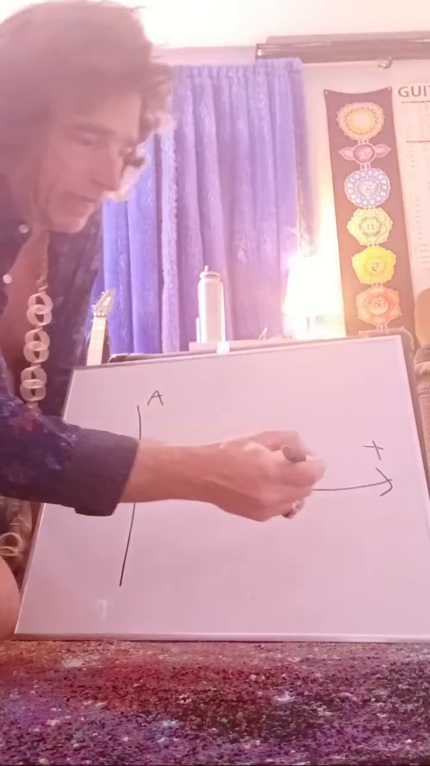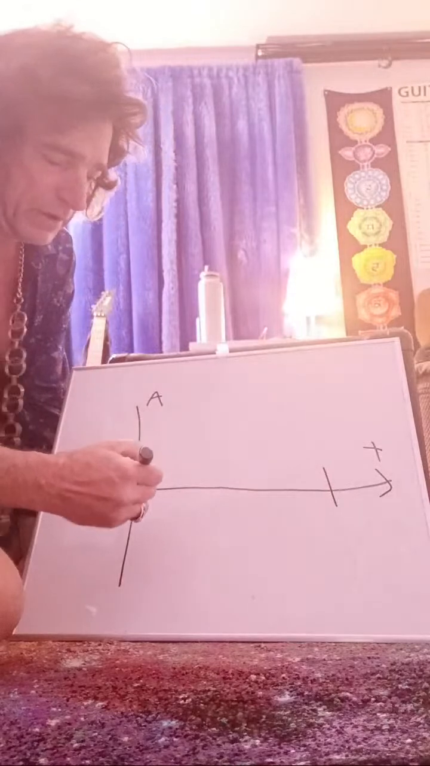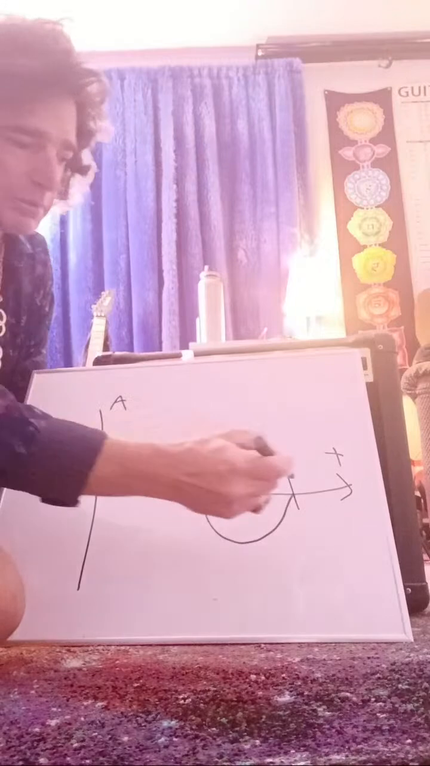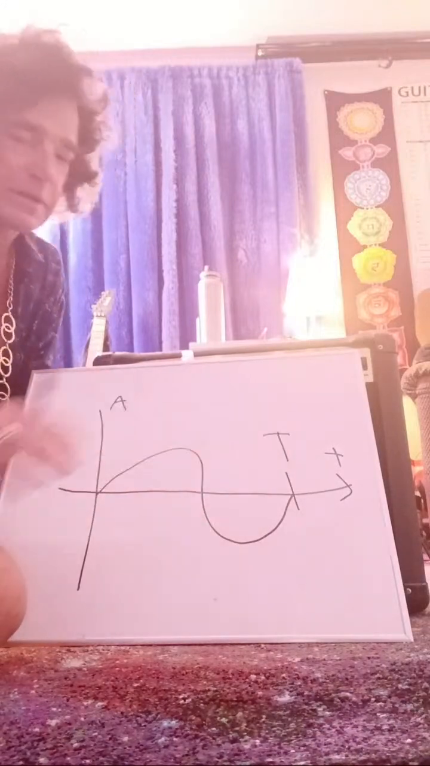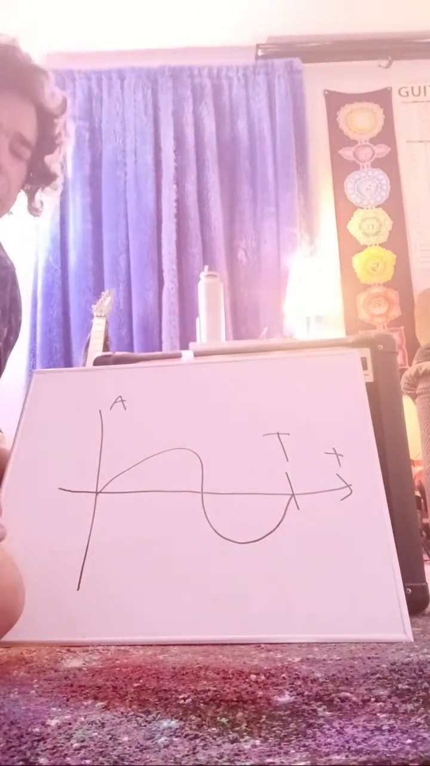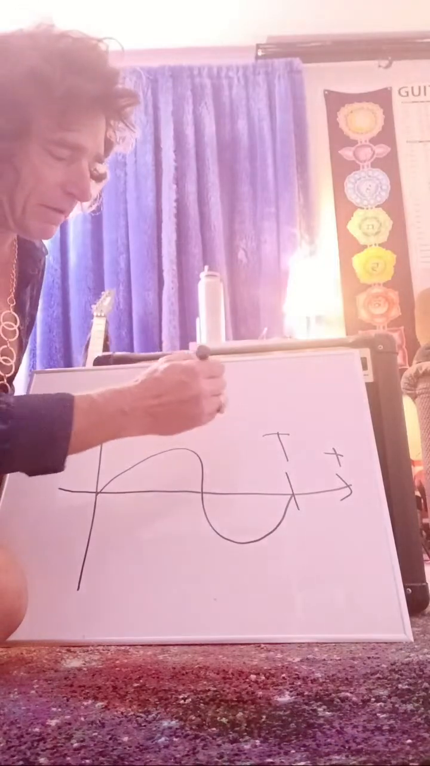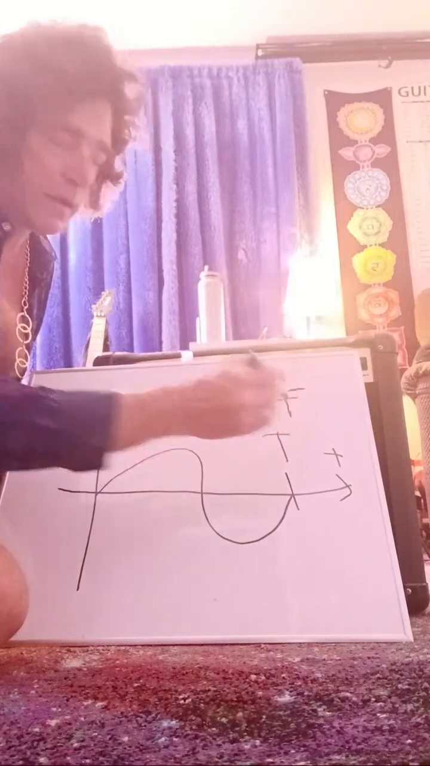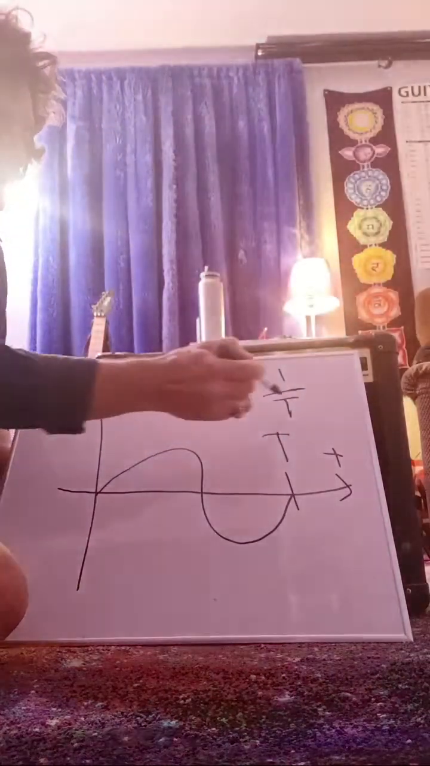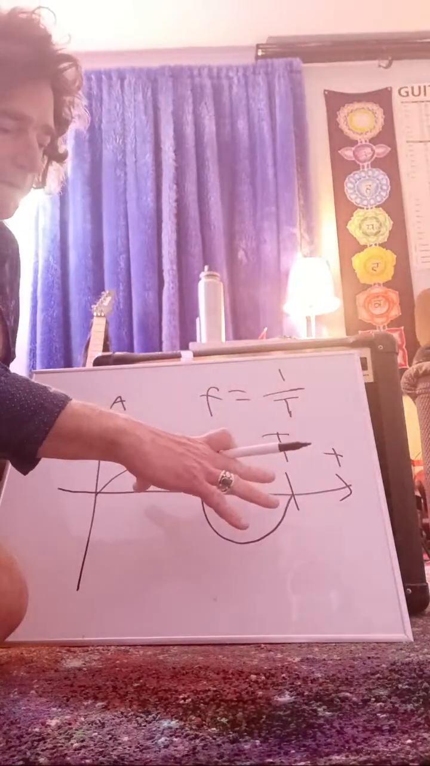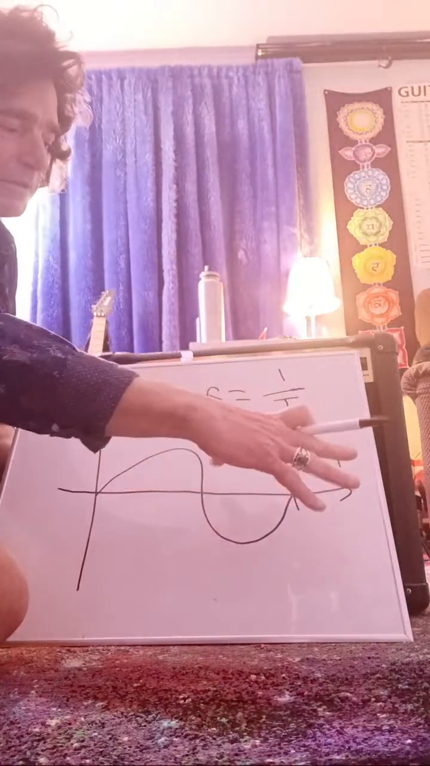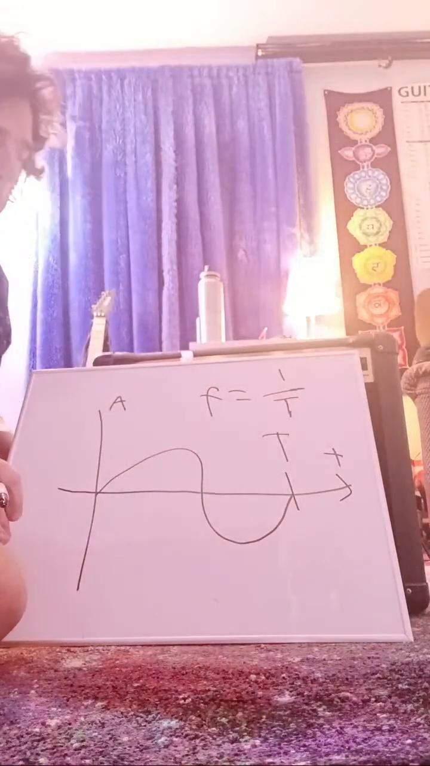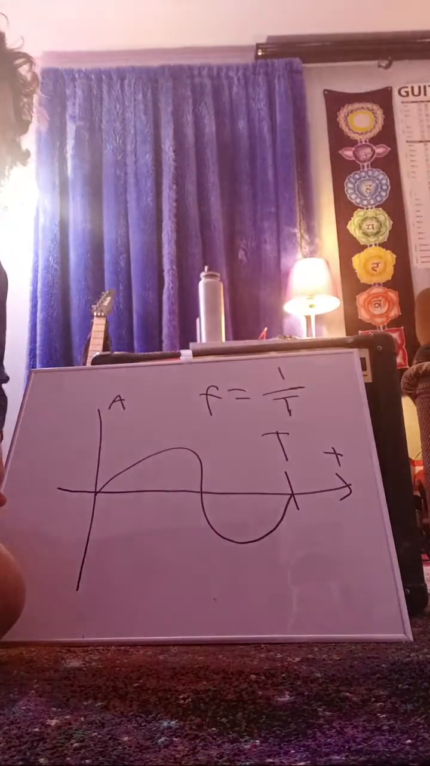Let's say I have a wave that makes one cycle in this many, and I call that period capital T, the period of the wave. But the frequency of the wave, or F, is 1 over the period. Therefore, if the period goes up, the frequency goes down. If the period goes down, the frequency goes up, because they're inversely related.